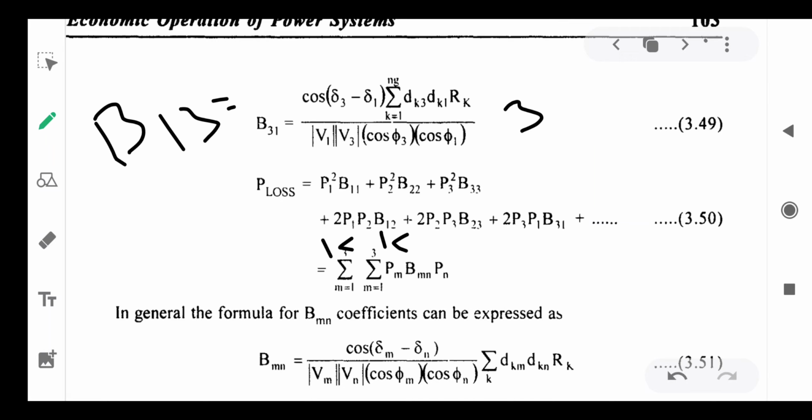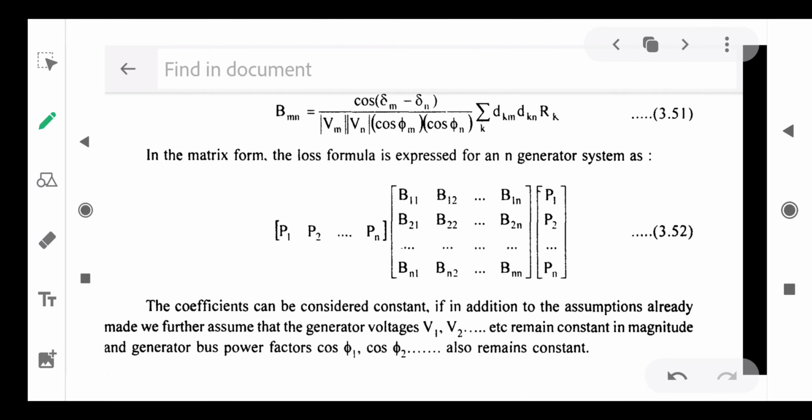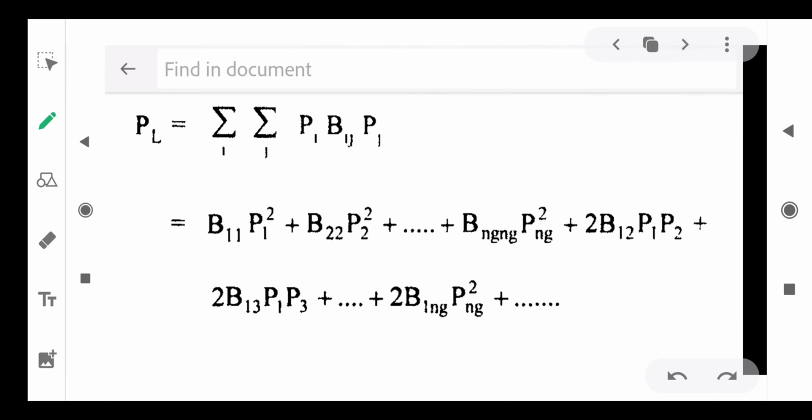In general form for Bmn, already we discussed that this is the general form we have derived from the expression. You can use the general form Bmn is equal to cos(delta m minus delta n) divided by Vm Vn cos phi m cos phi n, into sigma dkm dkn Rk. So this is the general derivation for the Bmn coefficients, and this is the matrix form. Already we have discussed it.